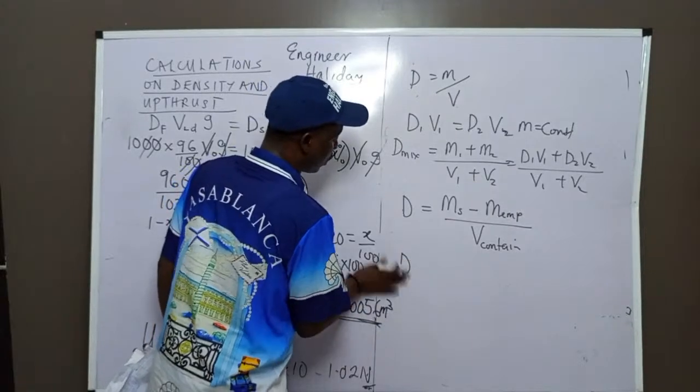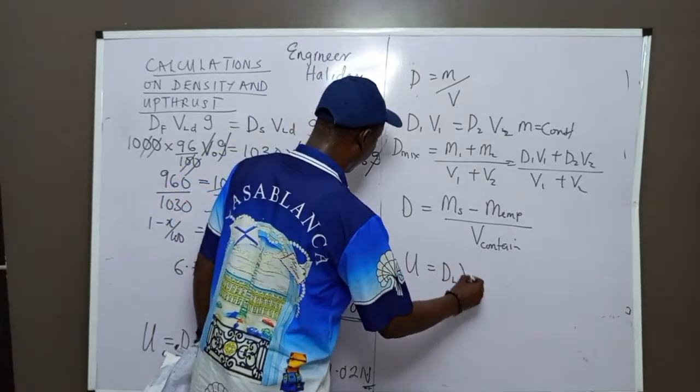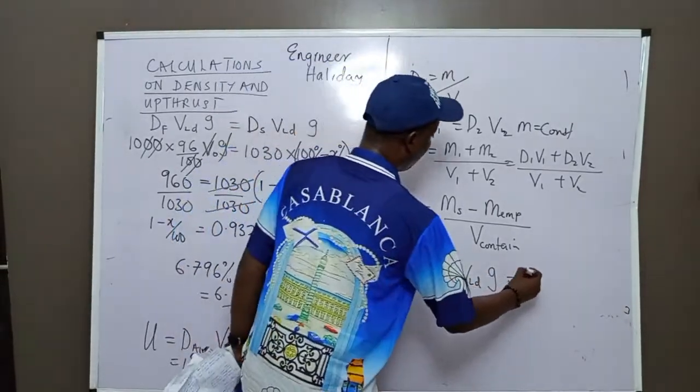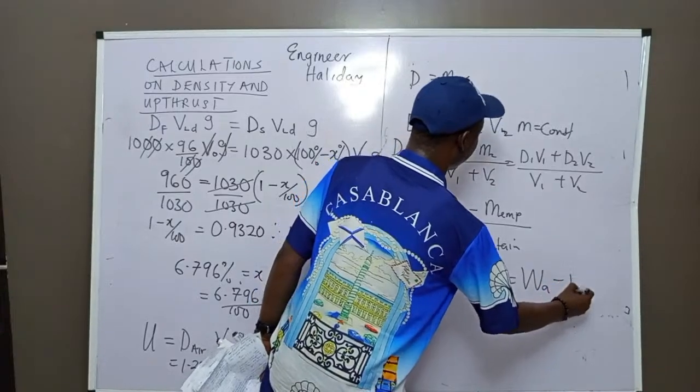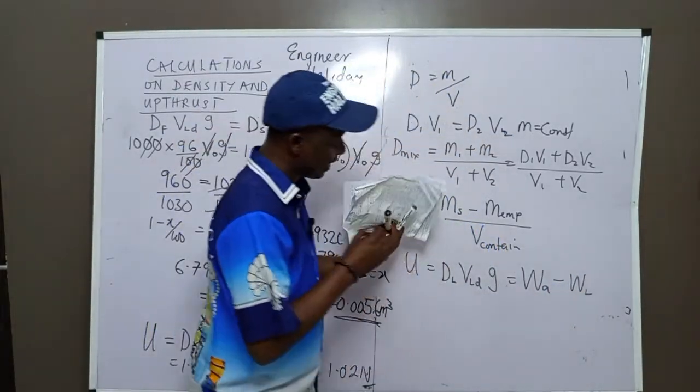Now, one other question that is common, upthrust. We say upthrust is what? The density of liquid times the volume of liquid displaced times gravity. And it's equal to weight in air minus weight in liquid, or weight in water, depending on where they immerse the body.